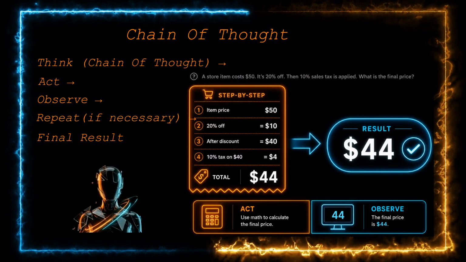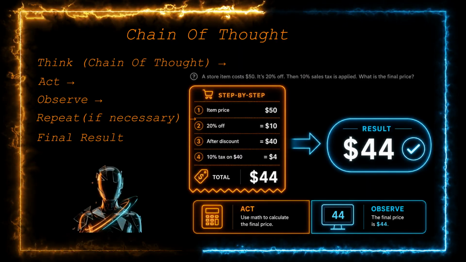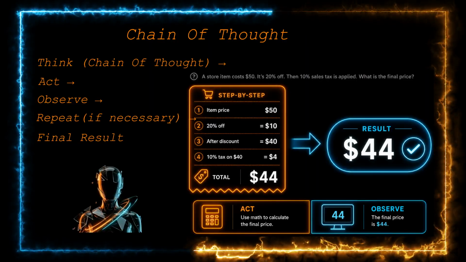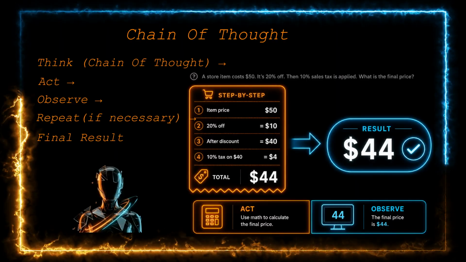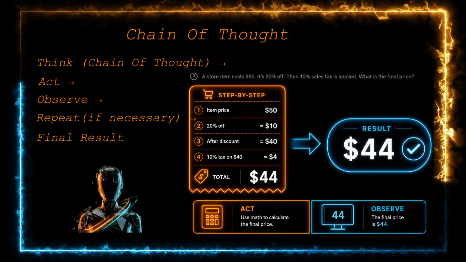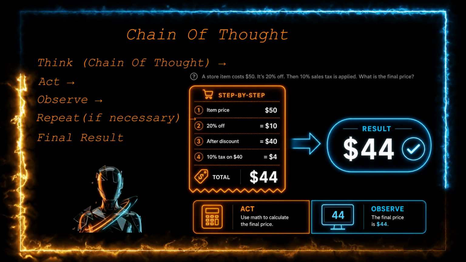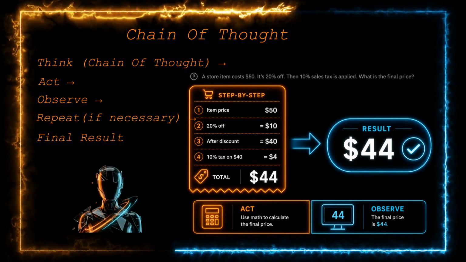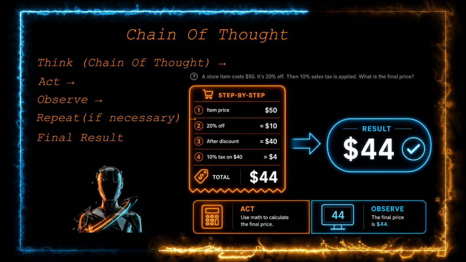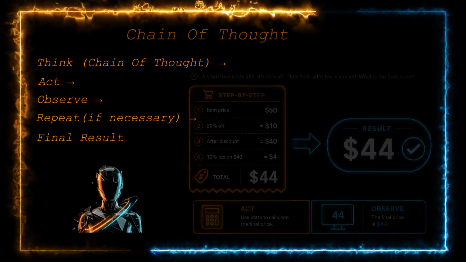Think, detailed reasoning: original price equals $50. Discount equals 20%, which implies $10 off, so price after discount equals $40. Tax equals 10% of $40, which equals $4. Final price equals $44. Act: perform calculation step by step. Observe: computed final price is $44. Final result: the final price after discount and tax is $44.